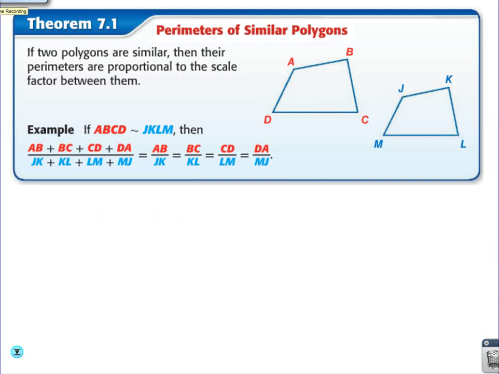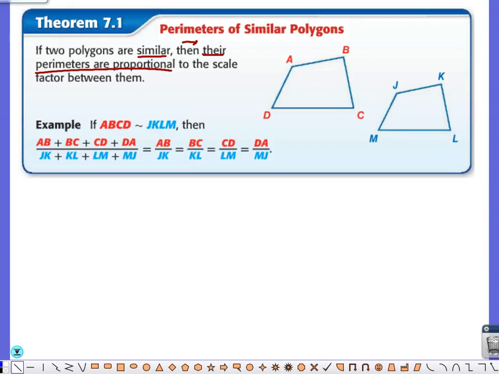This is neat. Perimeters of similar polygons. If two polygons are similar, then that implies that their perimeters are also proportional. And the same scale factor is going to exist between the perimeters. Proved. Let me draw 2 triangles as you're writing that down.